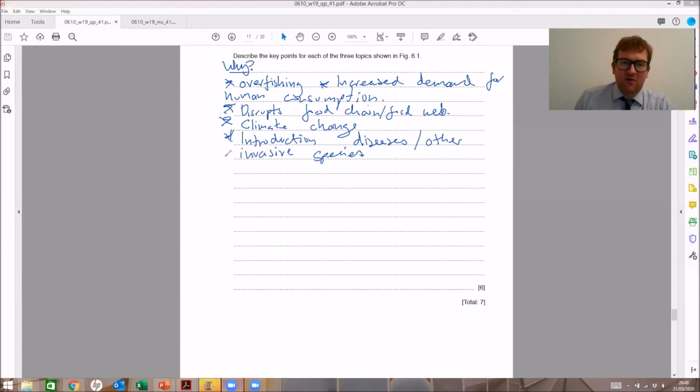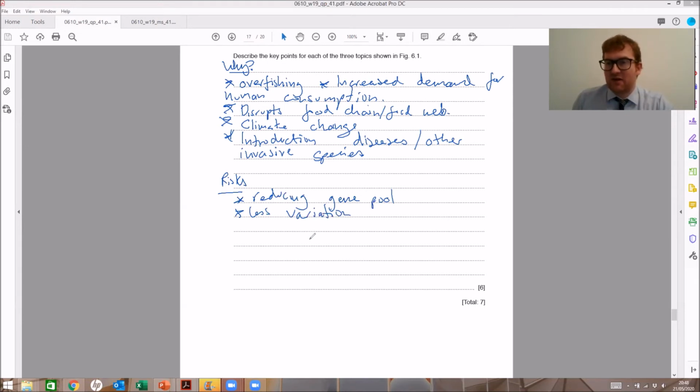So let's look now at the risks. What are the risks associated with this happening? Well, if you're reducing the number of individuals, you're effectively reducing the gene pool. If you're reducing the gene pool, then you're going to have less variation in a population. This could also mean that some genetic diseases could become more present, and that could potentially have risk there. You also have difficulties finding a mate.